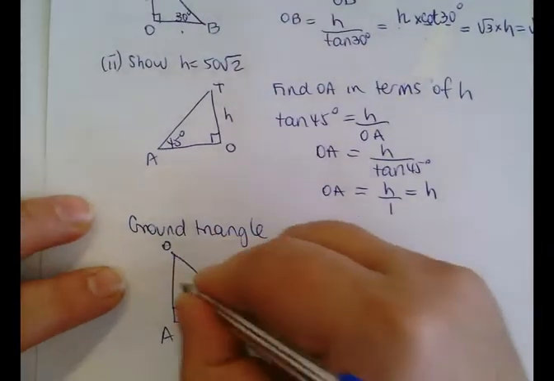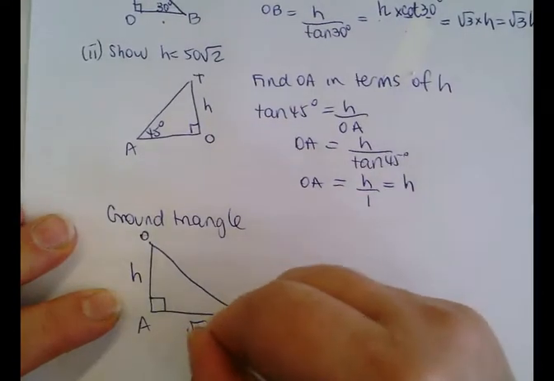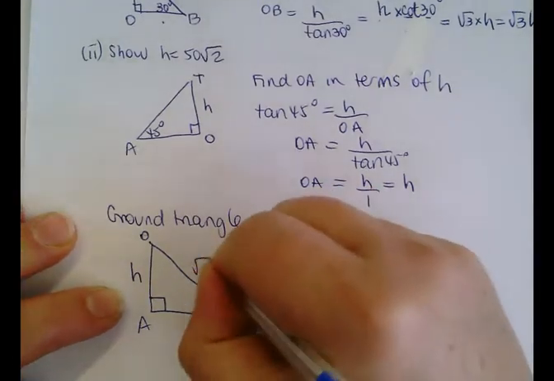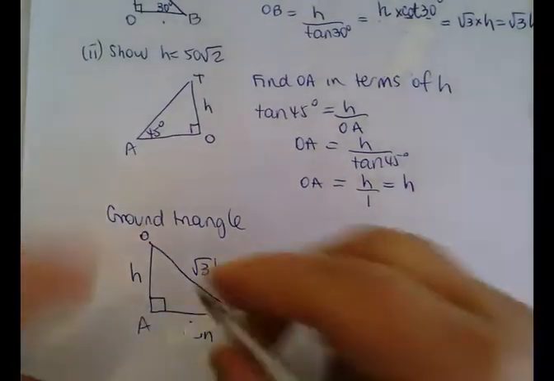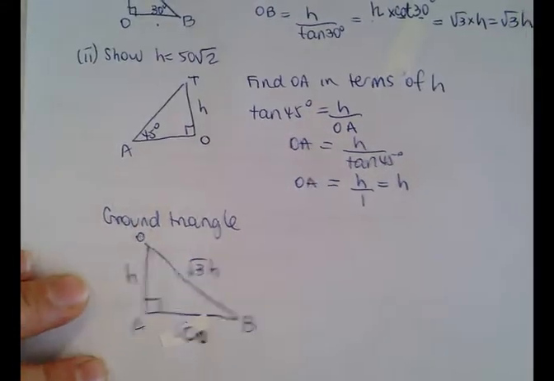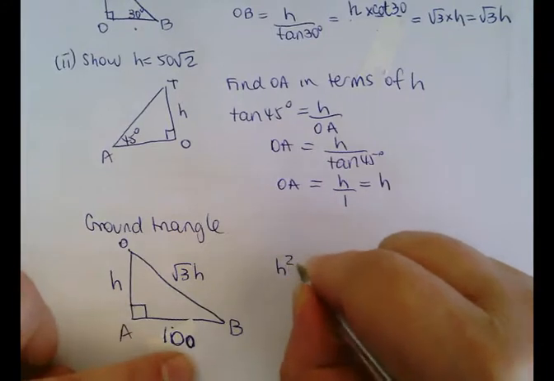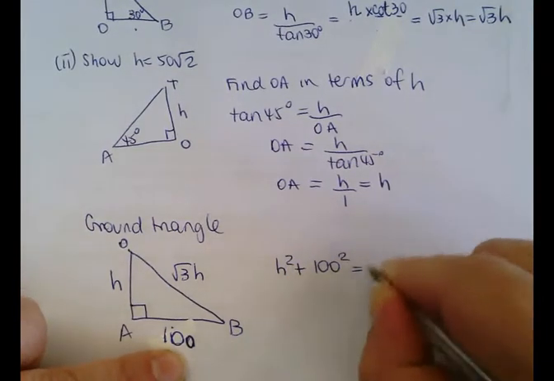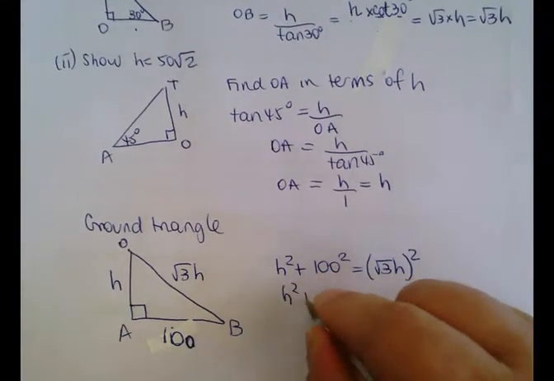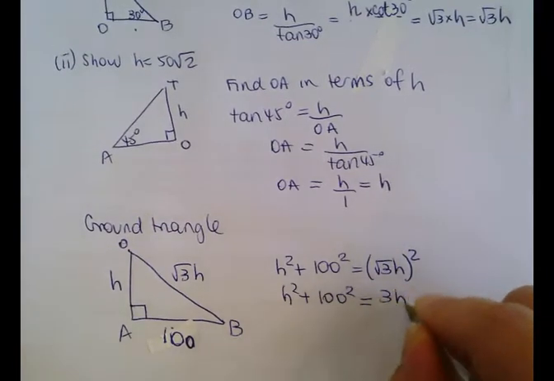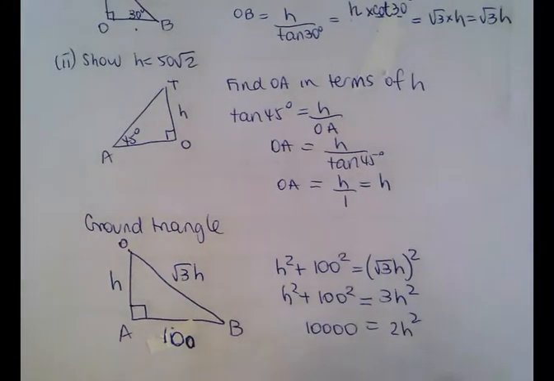Now in my ground triangle, I have an expression for OA, it's H. I know that OB is root 3H, isn't that right? Sorry, OB is root 3H. And what's the distance of AB? Given in the question. It's 100. Now I can just use Pythagoras' theorem to find H. So H squared plus 100 squared equals, in brackets, root 3H squared. So H squared plus 100 squared is 3H squared. Doesn't that mean that 2H squared is 10,000?